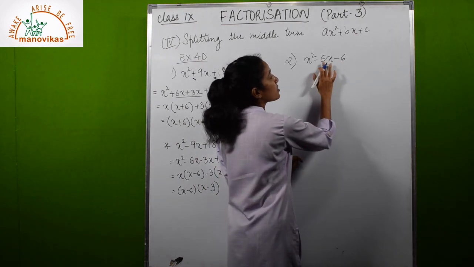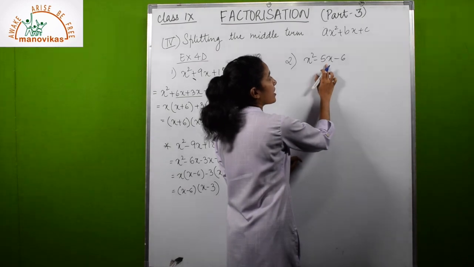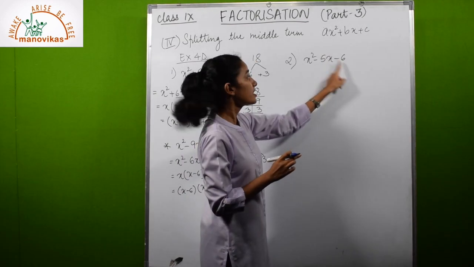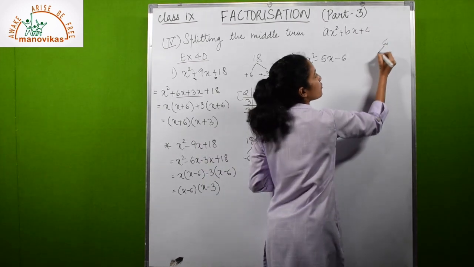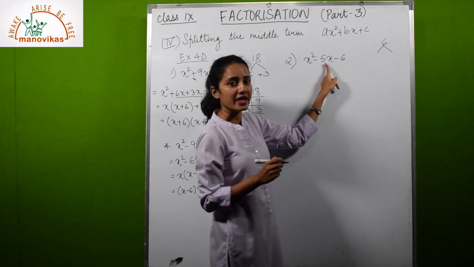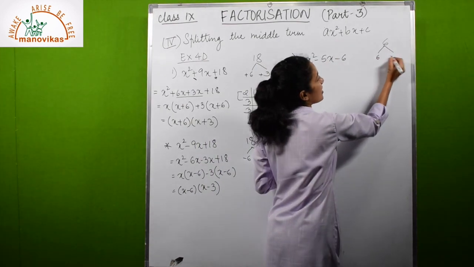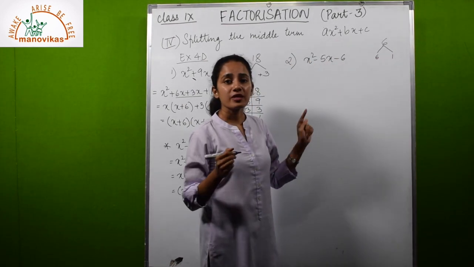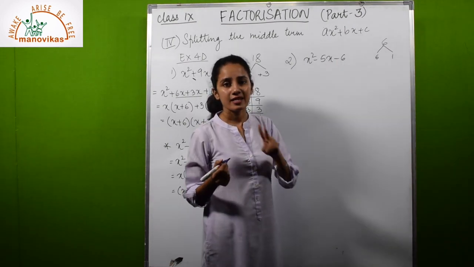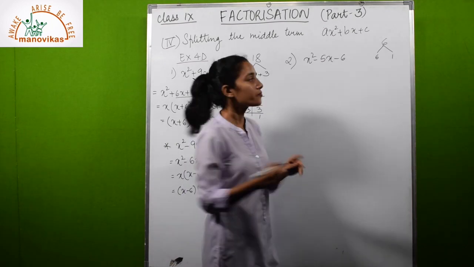So I have to split 5x such that, for that, I have to find the factors of 6. 6 into 1, that is 6. So find the factors of 6 such that when you subtract, I get 5. So which is 6 and 1 itself. Note that you cannot take 2 and 3 because if you subtract, I get negative or just 1.